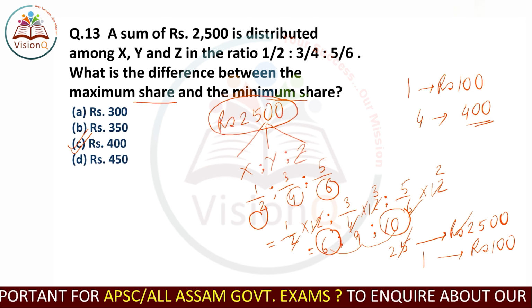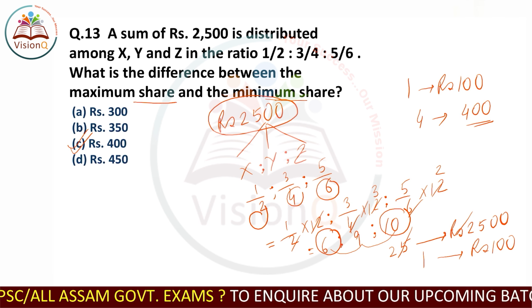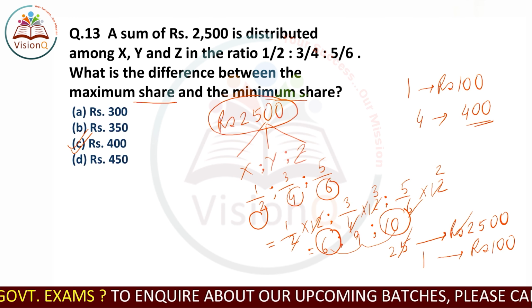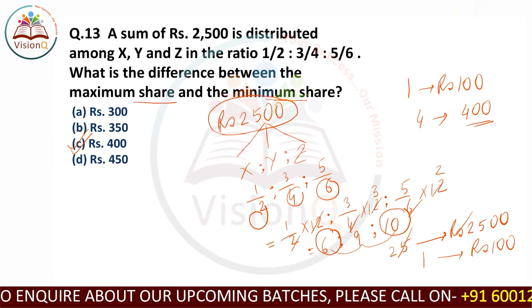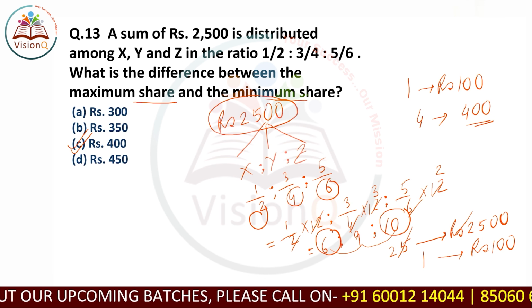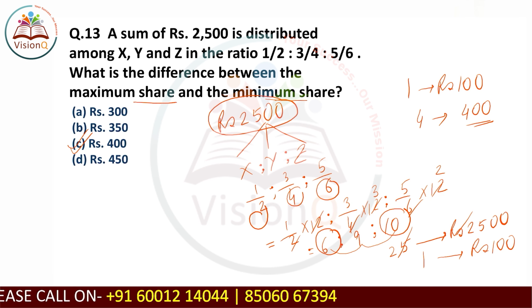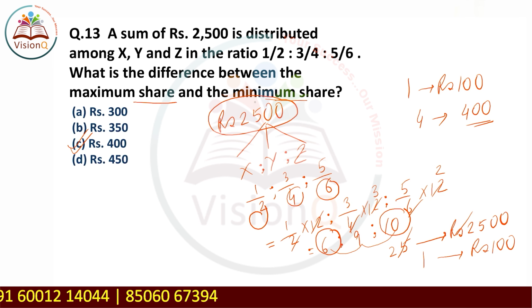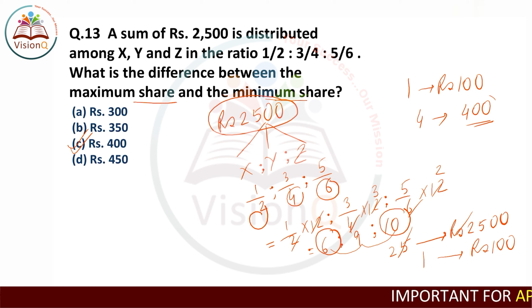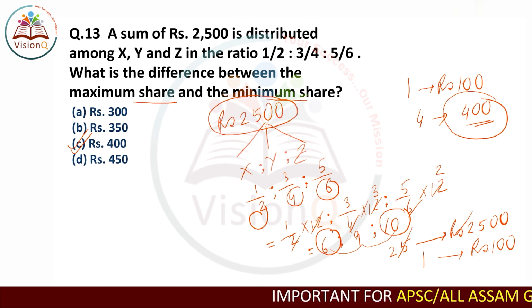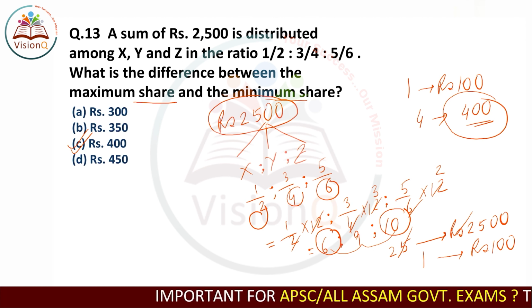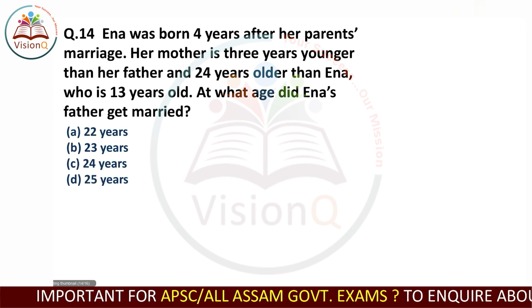That means use the ratio in the given condition. Total sum is 25 as per ratio, but in the question this sum is 2500. So 1 is rupees 100, and after finding 1, you can find what it is asked to find out. It is asked to find the difference between highest and the lowest share, which is 4 as per ratio. 4 represents rupees 400. So let us see the next question of today's series, question number 14.